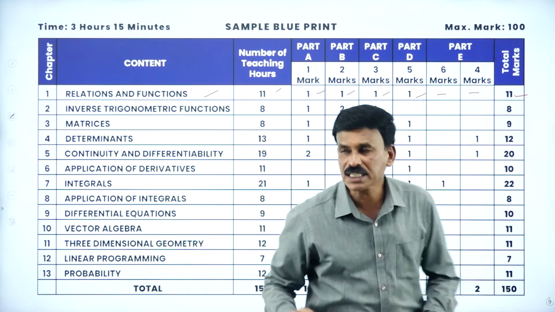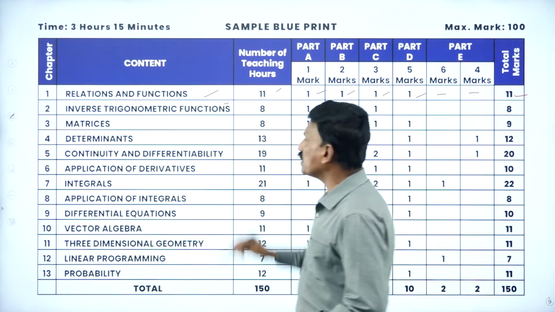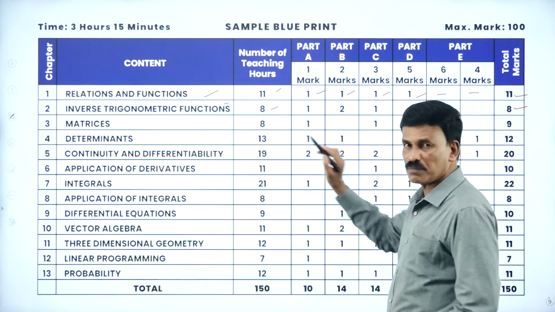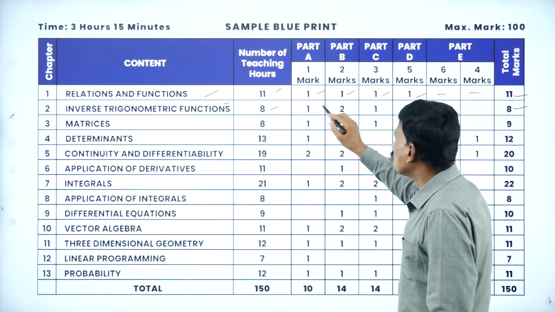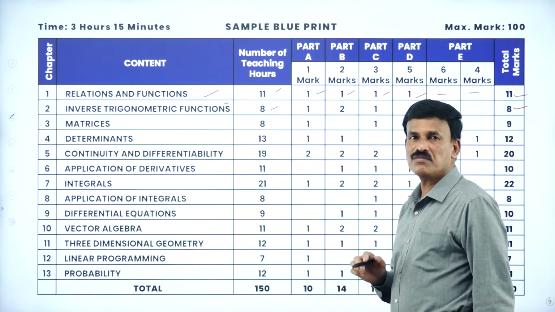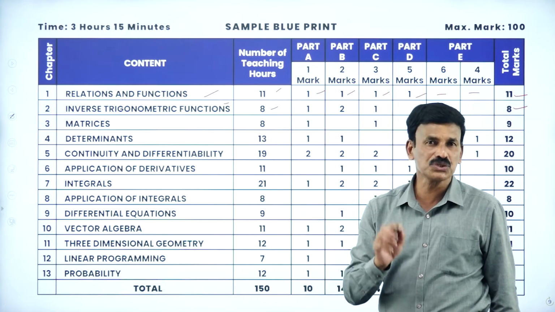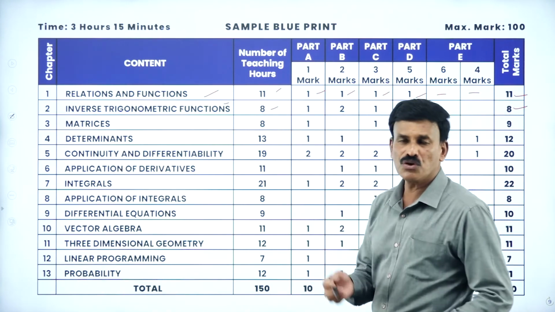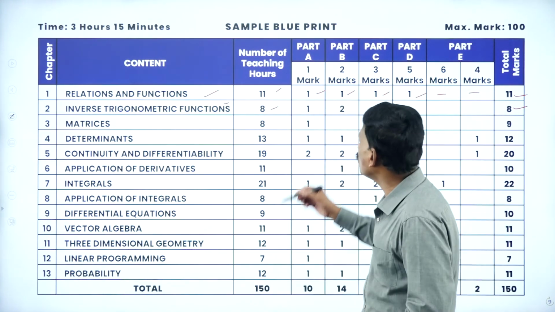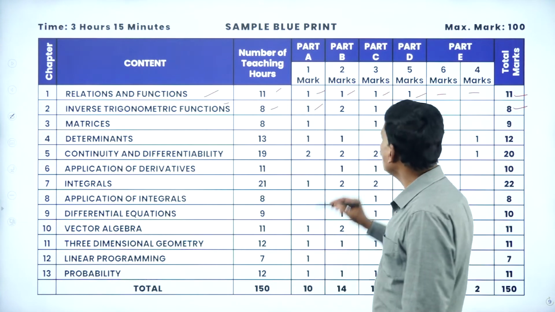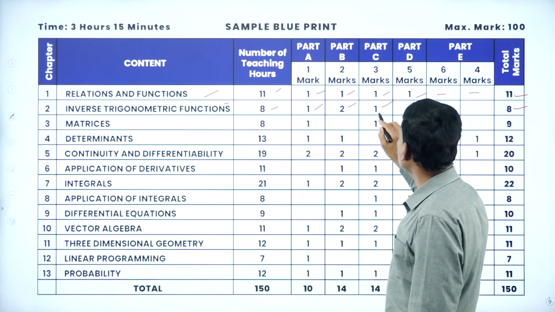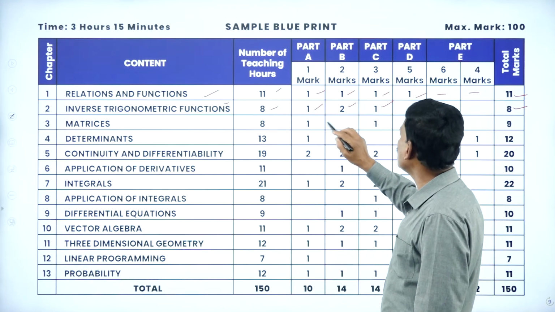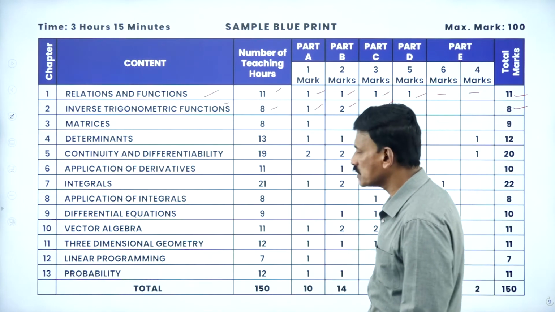Now let us come to the second chapter. The second important chapter is the inverse trigonometric functions. The maximum hours is 8 and the maximum marks is also 8. So in inverse trigonometric functions you will have only 1 mark, 2 marks and 3 marks questions. No 4 marks, 5 marks and 6 marks. So you will get one 1 mark question, two 2 marks questions and one 3 marks question. So 3 plus 2 plus 2 plus 1, that is totally 8 marks.